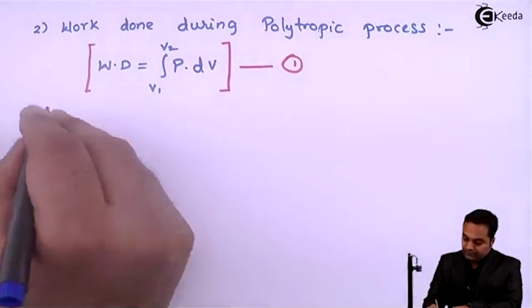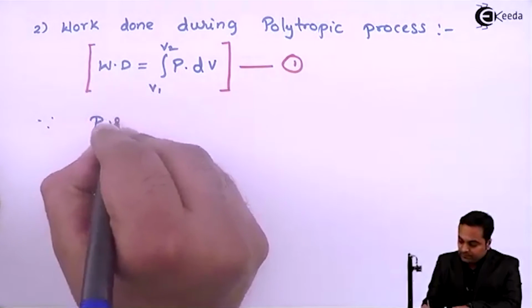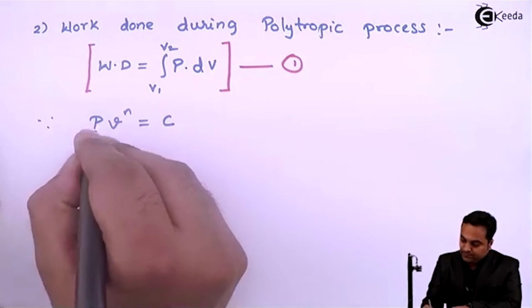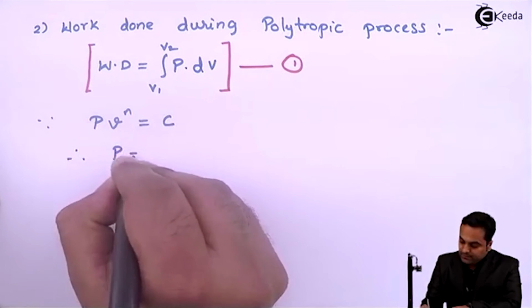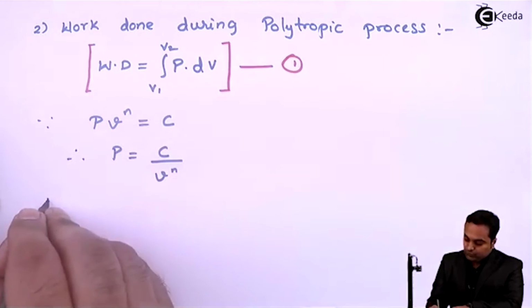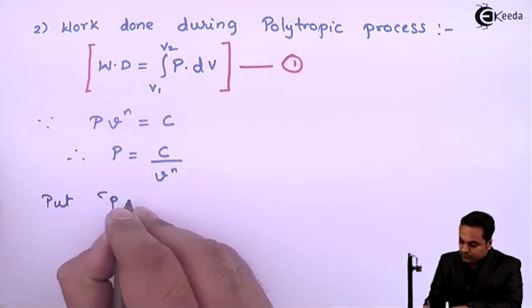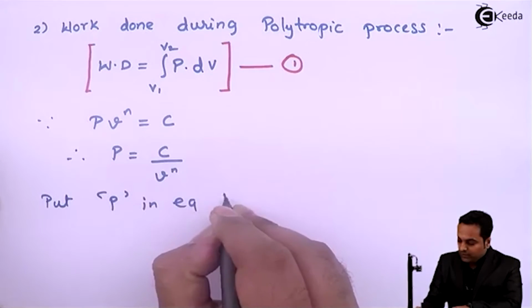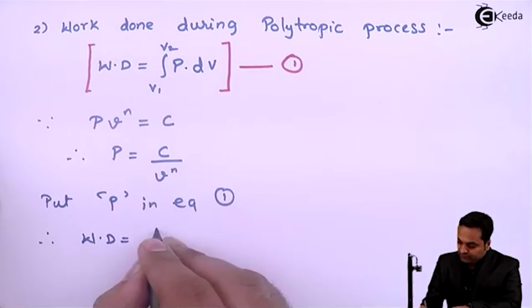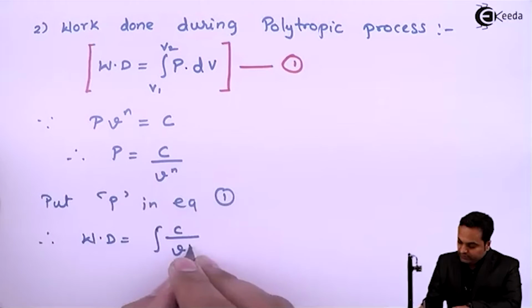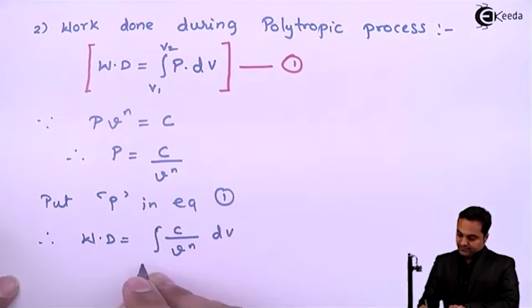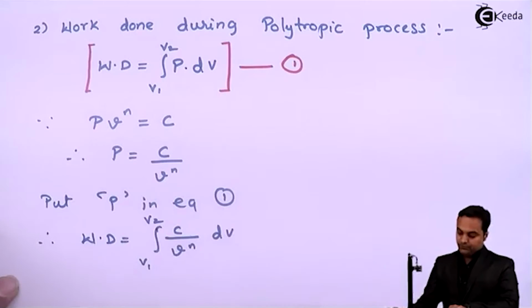Now, since the governing law is PV raised to N is equal to constant, therefore P will be equal to C upon V raised to N. I'll put this value of P in equation 1. So we have work done will be equal to the integral of C upon V raised to N, that is the value of P, into dV, from V1 to V2.